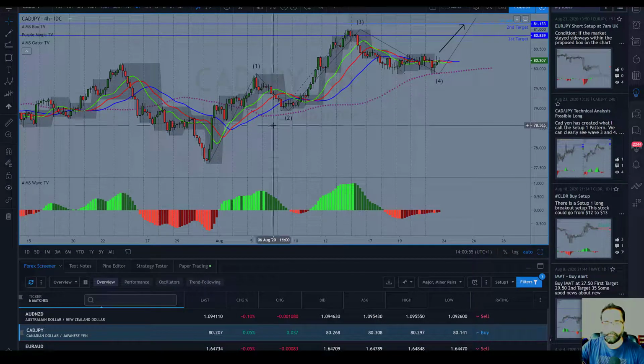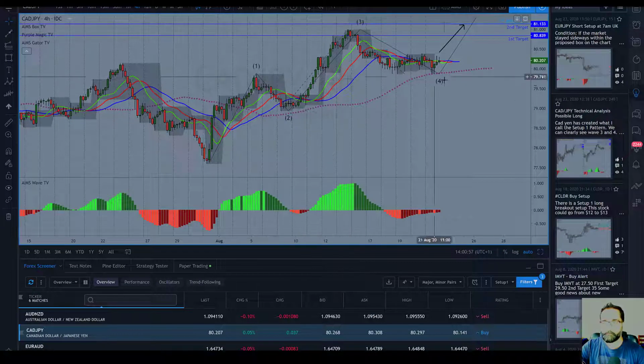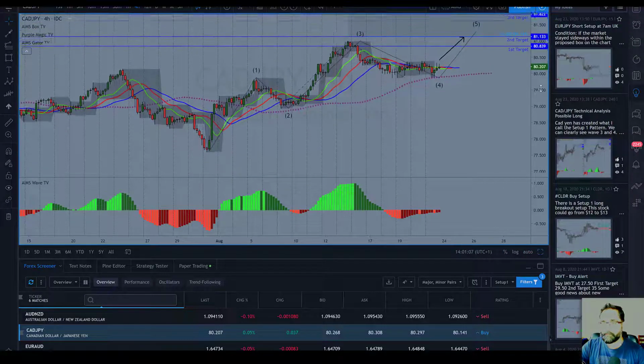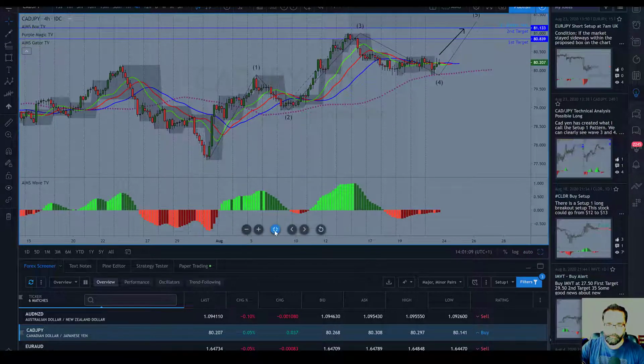Coming back to TradingView, what we can see is a 1, 2, 3, 4. That means that anything above this, when price hits that level, will be your first target, and the second target is just very close up there. You can also have a third target based on this analysis.